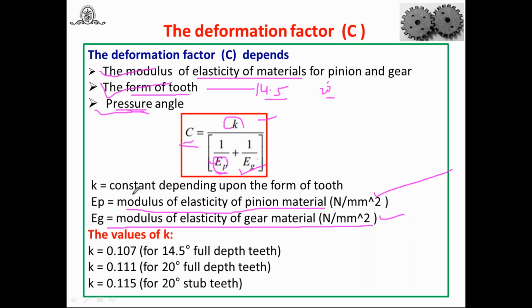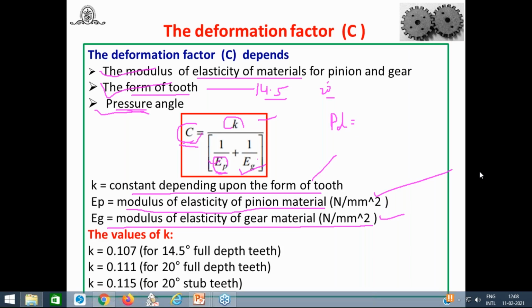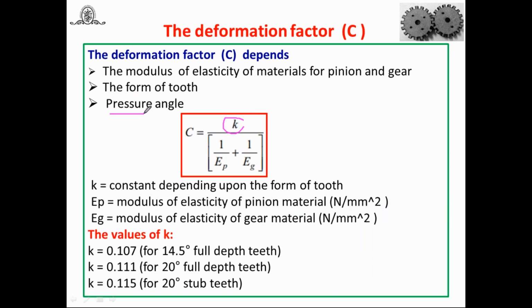And what is K? K is the constant depending upon the form of tooth. So you will get C, and you can use that C to find out the PD as discussed on the earlier slide. But how to take the value of K? Here values of K are given based on the pressure angle or form of tooth. Look at this. K is equal to 0.107 for 14.5 degree full depth teeth. K is equal to 0.111 for 20 degree full depth teeth. And K is equal to 0.115 for 20 degree stub teeth.